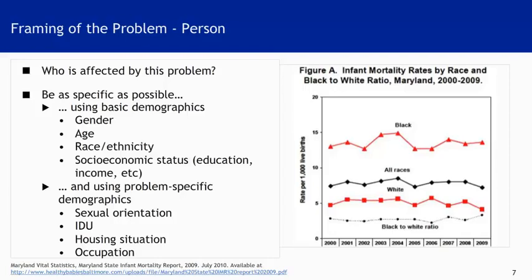The red line with triangles above the all races represents the infant mortality rate for Black individuals. The red line with squares below the all races line represents the infant mortality rate for white individuals. So you can definitely see there is a difference in the infant mortality rate by race. And this is important because it helps us answer that piece of who is most affected by this problem. This idea that the infant mortality rate is higher in Black individuals as compared with whites is very important. It's a critical piece of information that we will be including in our problem statement.